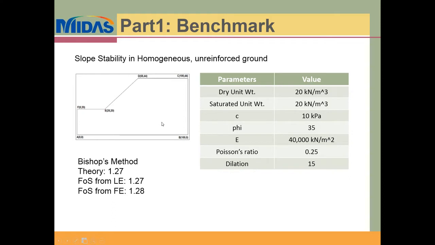So for the case study, the first benchmark is a homogeneous slope here, which is unreinforced, and you can see the material parameters given here.